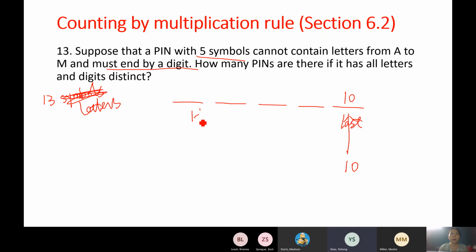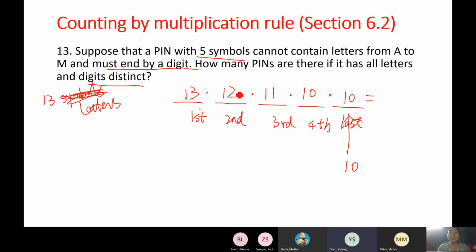Now for the first 4 places, because we want them to be all distinct, you have 13 options here. But after you use one letter, you cannot use it again. You only have 12 left, then 11 left, and 10. And you multiply all of them. A student asks, but couldn't you still have 9 digits? Oh, yes, you're right. This question is not very clear.